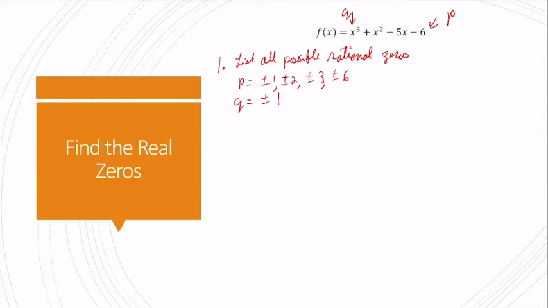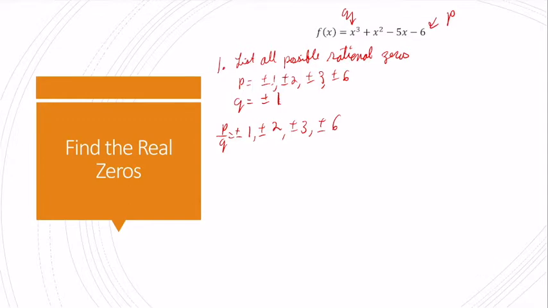So my possible rational zeros are P over Q, which is going to be plus or minus 1, because 1 over 1 is 1, plus or minus 2, because 2 over 1 is 2, plus or minus 3, because 3 over 1 is 3, and plus or minus 6, because 6 over 1 is 6.